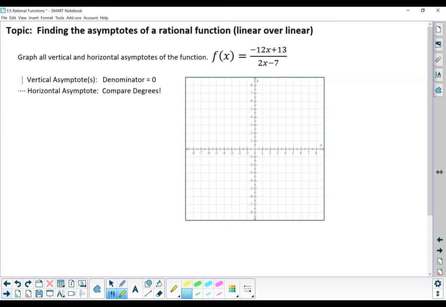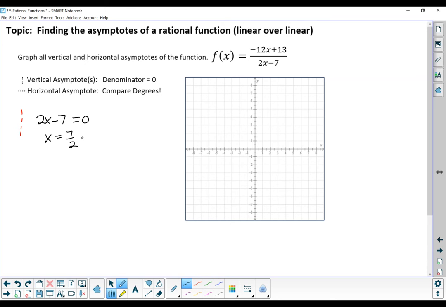You won't have to graph the function itself, just the asymptotes in this topic. So to find the vertical asymptote, we'll start with that one. The vertical asymptote runs up and down. The vertical asymptote comes from our denominator, and we set that denominator equal to 0 because we need to figure out what value of x is going to cause division by 0, and for that x value, this function will be undefined. So if we solve for x, we get x equals 7/2.